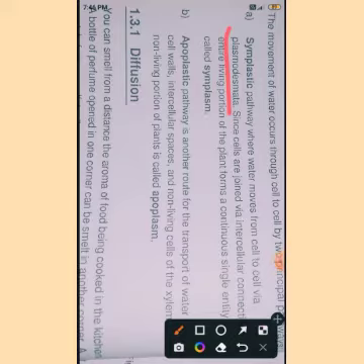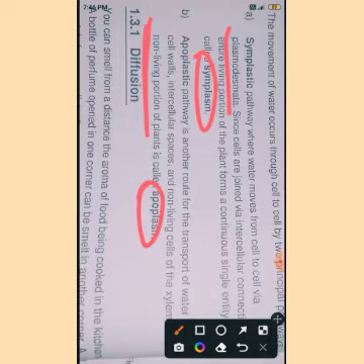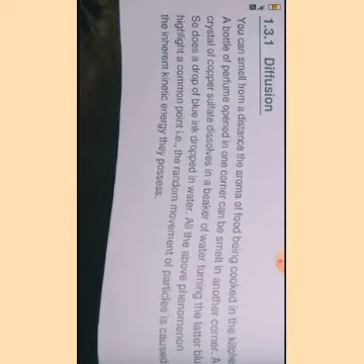Also a term we saw here is symplasm, and it is made up of the entire living portion, whereas the term apoplasm in the apoplastic pathway is formed from the non-living portion of the plant. Now we'll read about diffusion.